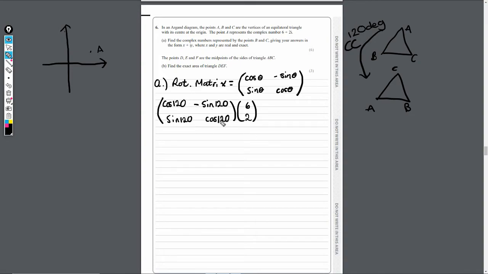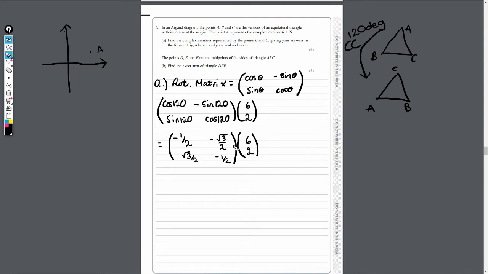Now I can write these in terms of their exact form here. So nice and easy, cos 120, that'll be minus a half. My minus sine 120, that'll be minus root 3 over 2. Sine 120, root 3 over 2. I'm running out of room, I've done this a little bit too big. And then finally, again, minus a half. So that's my exact form, again times by 6, 2. Don't put this on your calculator because we want to keep it in exact form, because notice the question asks us to give the answer in the form x plus iy. So we need this in its exact form.